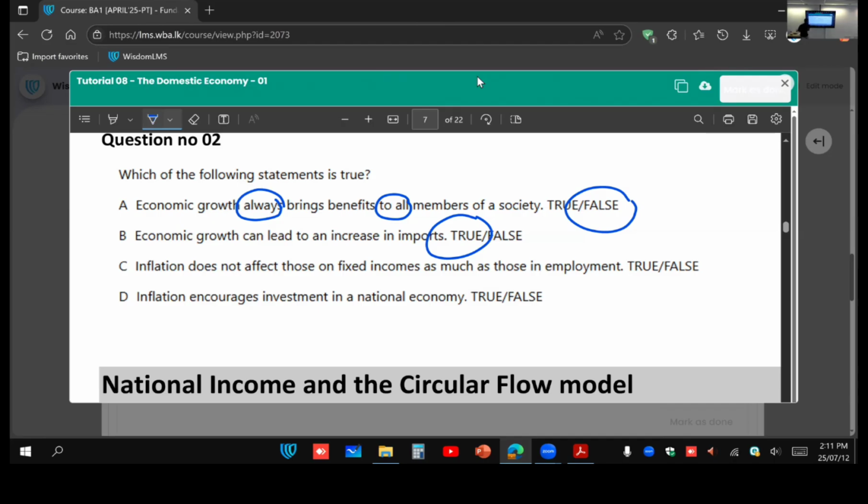True or false? Inflation does not affect those on fixed incomes, just like the person I mentioned, rather than the person in employment. True or false? Nothing to think. False. If somebody has the same amount of income and the price of goods increases, isn't that affecting them? Yes. Inflation encourages investment in a national economy. What do you think?